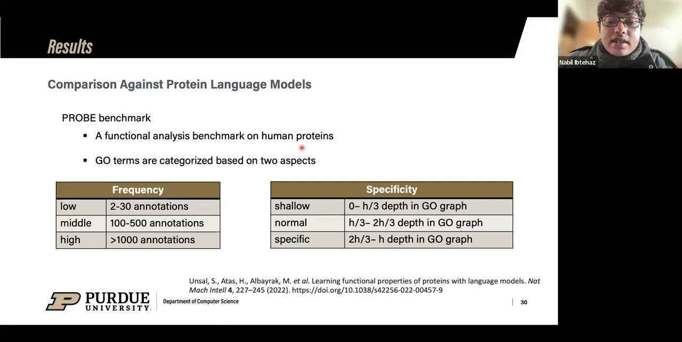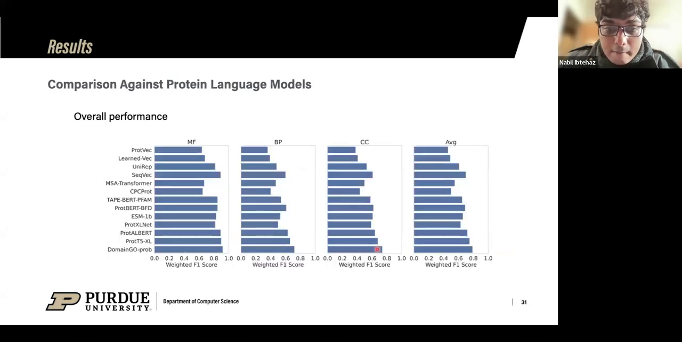Then a 50% sequence identity cutoff was used, so that the data are very different, and the GO terms were categorized based on two aspects. One is based on frequency: if we have 2 to 30 annotations, or 100 to 500 annotations, or more than 1,000 annotations. And similarly, there was another consideration of the specificity of the GO term: whether the term is shallow, meaning a very common GO term, or average, residing in the second third depth of the GO graph, or in the deepest layer of the GO graph.